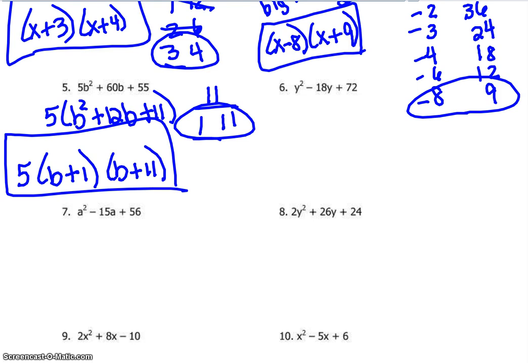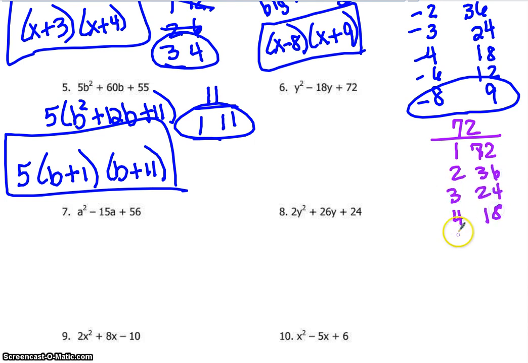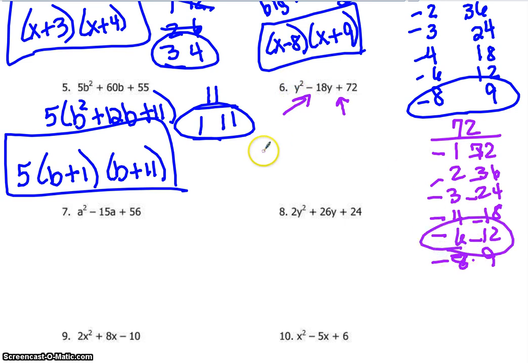All right, looking at the next one, you're going to find the factors of 72. We've actually already done this, so you could look up there and just copy them down. 1 and 72, 2 and 36, 3 and 24, 4 and 18, 6 and 12, 8 and 9. Signs are the same this time, and they're all negative. So you got to come down here and make all of your signs negative. And they equal negative 18. So negative 6 and negative 12 is negative 18. So y minus 6 and y minus 12 will be your answer.